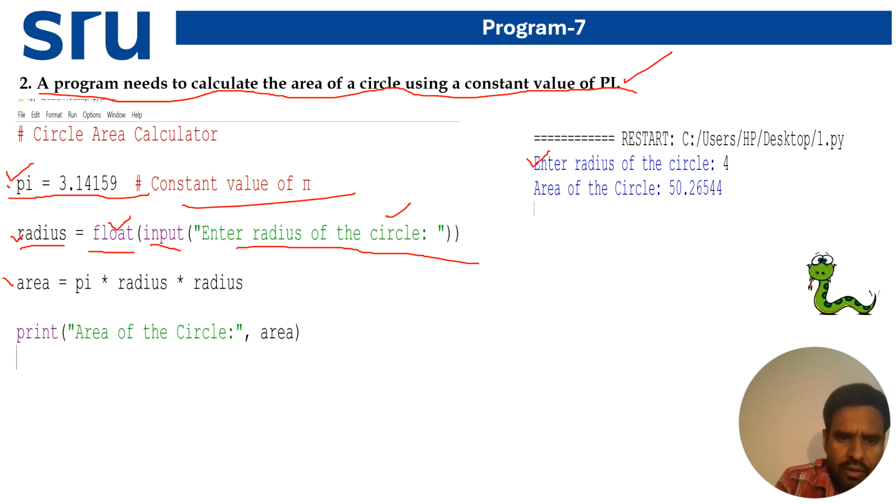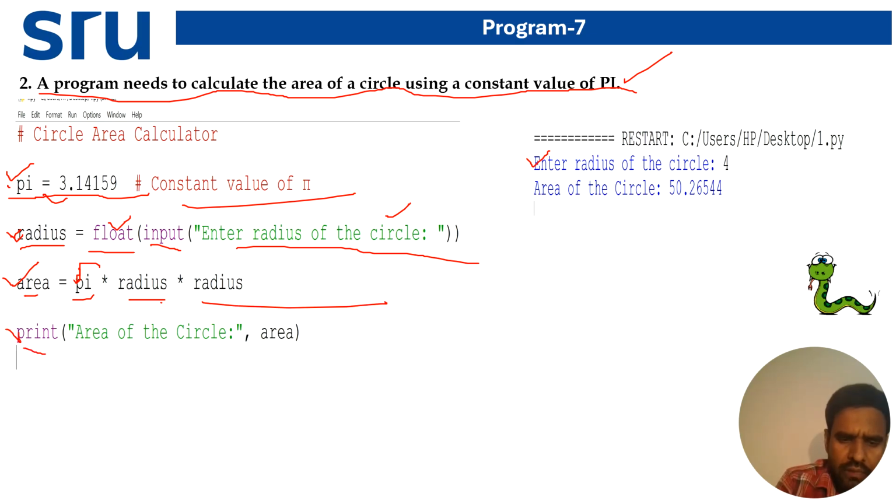Now I'm bringing the formula for area. You know the area of the circle equals pi r square. Here we use pi because we have already defined the value of pi. So pi into radius into radius, where radius is the input you have taken. Now I'm going to print the result.